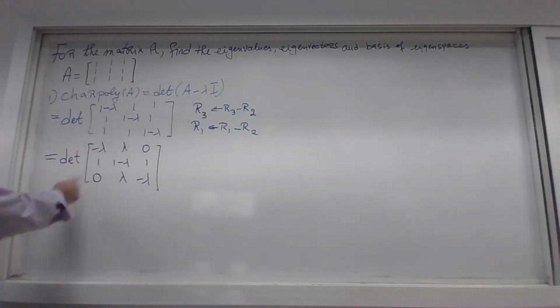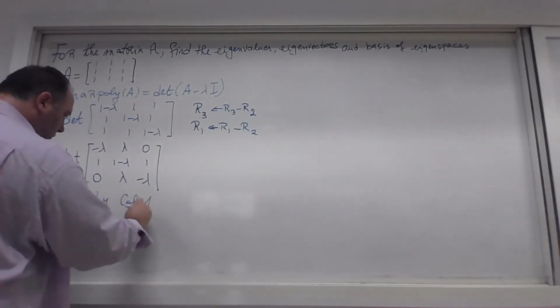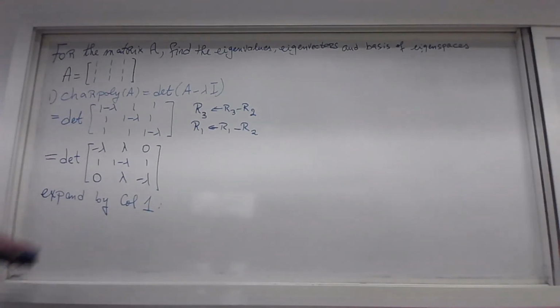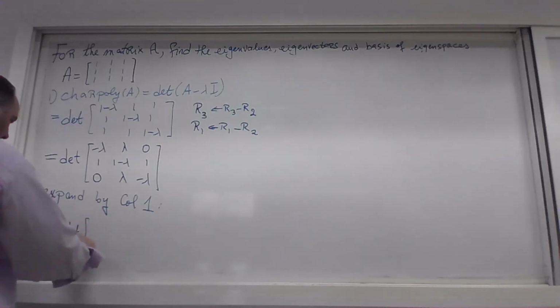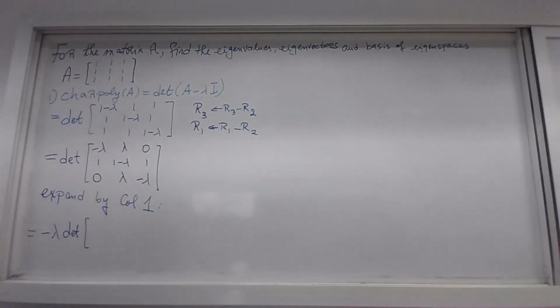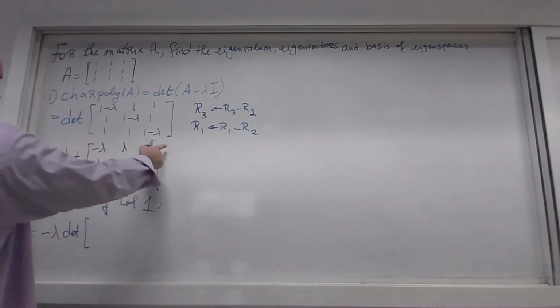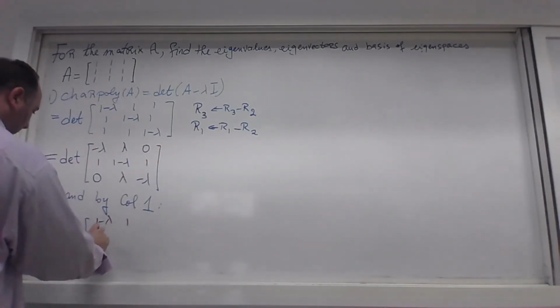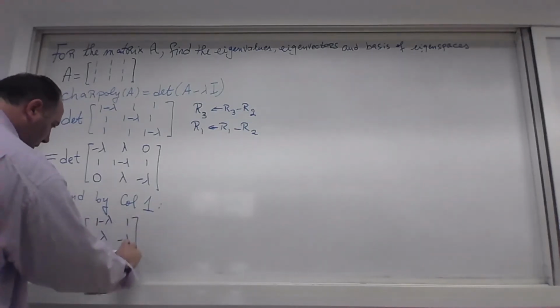So I can expand by column 1 or row 1, column 3 or row 3. It's fine. Whatever I do, it's fine. So let me expand by column 1 for fun. And we know we need to write this. Otherwise, points are gone. So here, I have negative lambda times determinant. So we remember when you compute determinant, the most important word is determinant. So kill this, I have 1 minus lambda, 1 and lambda minus lambda. Okay, cool.